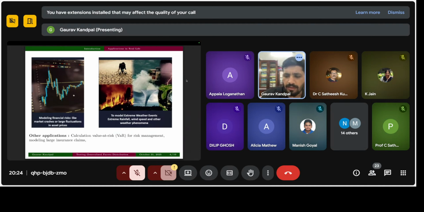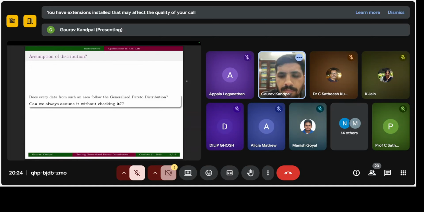So the question here is, people generally assume that data coming from such areas follows the generalized Pareto distribution. Does every data set from such an area follow the generalized Pareto distribution? Can we always assume it without checking? The answer is no, we have to check it. And to check it, we need a goodness of fit test.